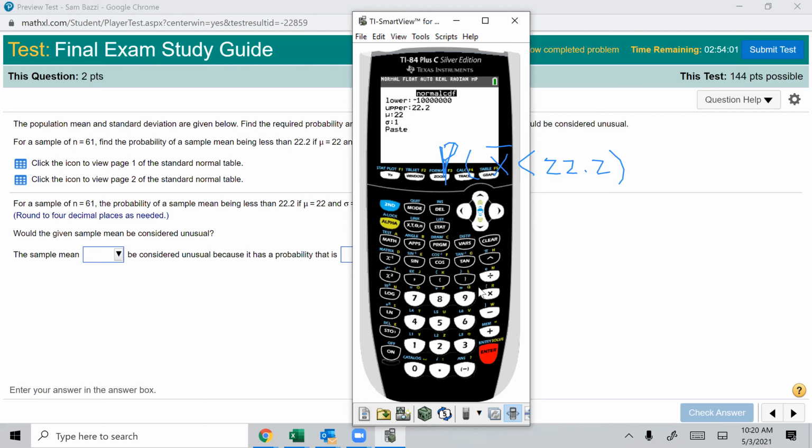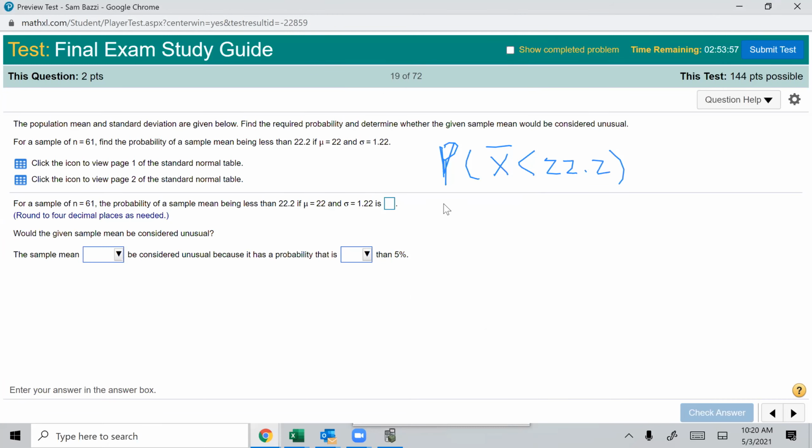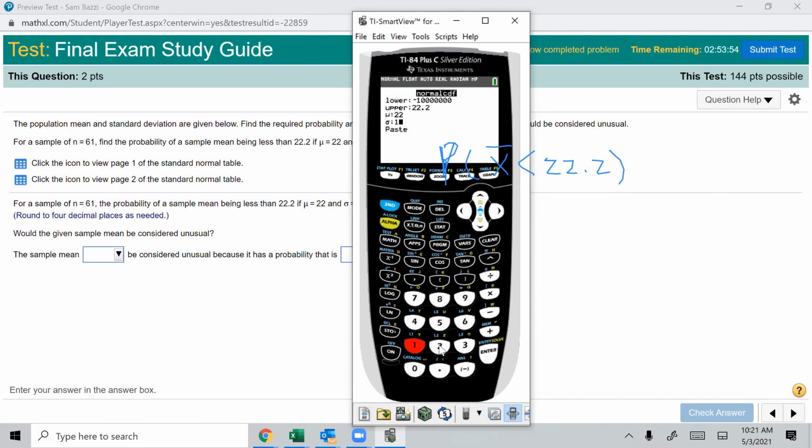Standard deviation, this is where you have to pay attention, guys. So what is the standard deviation here? 1.22. So look what you enter here. You enter 1.22 divided by, because you're finding the probability of the sample, not the probability of an individual. You divide by square root of n, which is square root of 61. And then hit paste. So anytime the question is about X bar, you do exactly the same thing as before, but instead of sigma, you have to put sigma over square root of n. And enter.